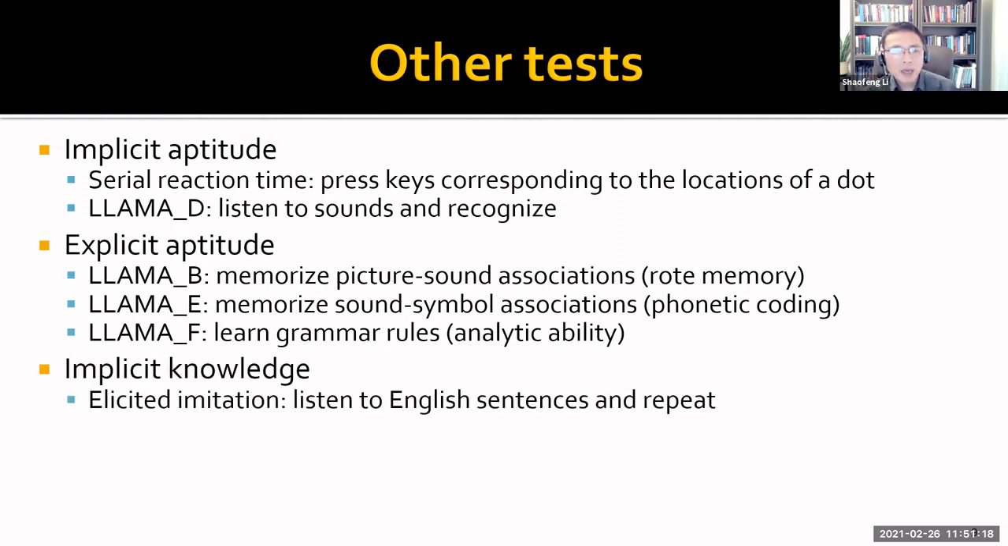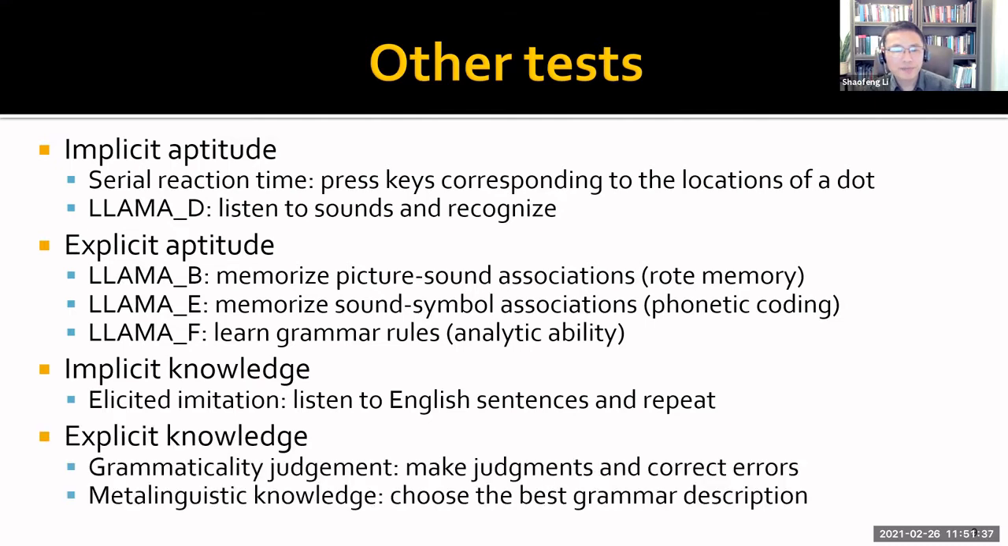I used an elicited imitation test to measure implicit knowledge. During the test, learners listened to some English sentences read by a native speaker, and then they were asked to repeat the sentences in correct English. Some of the sentences were ungrammatical and some were grammatical.